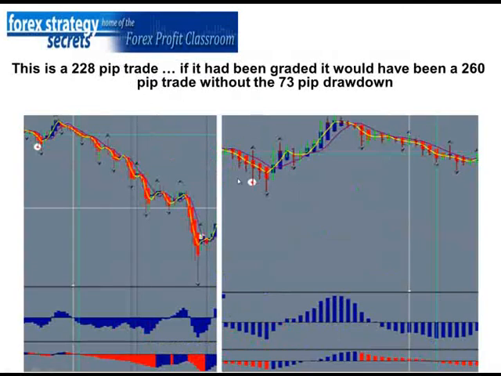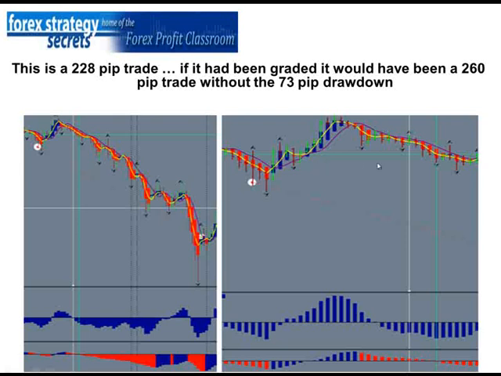Okay, here's another trade that was taken. This is an actual trade that one of our students took, before we even came out with how to grade the trades. Right here, they took the trade. Yes, it still turned out to be profitable. It was 228 pips. Yes, that's a great trade. But they had to suffer this 73 pip drawdown. How many of you would have the patience to suffer that kind of a drawdown and then take the trade?